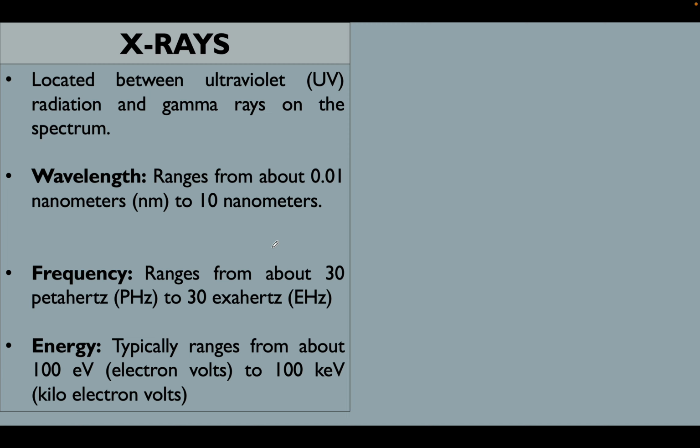Now, as for the X-rays, it is located between the UV radiation and gamma rays on the spectrum. And again, the wavelength ranges from about 0.01 nanometer to 10 nanometers. Its frequency ranges from 30 petahertz to 30 exahertz. And its energy typically ranges from about 100 electron volts to 100 kilo electron volts.